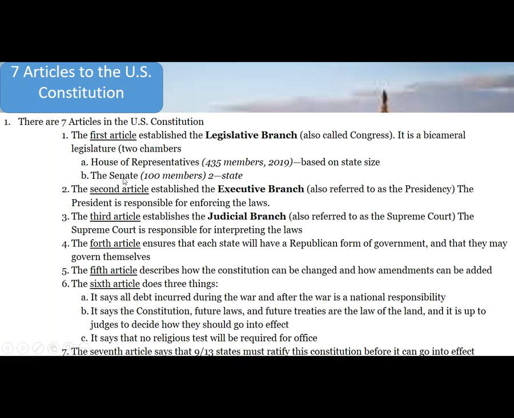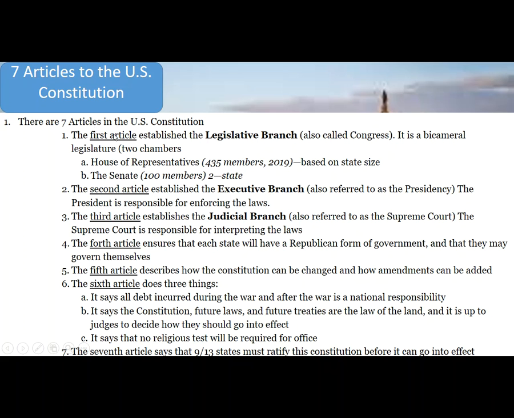Wyoming is the smallest state. They get 1. But in the Senate, there are 100 members, 2 for every state. So California, the largest state, 2. Ohio, a medium-sized state, 2. Wyoming, a small state, they get 2. Not included on this slide because we do talk about it later.